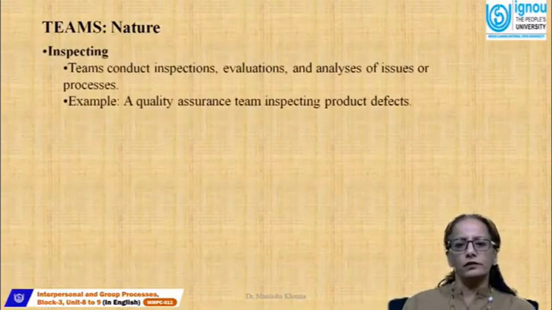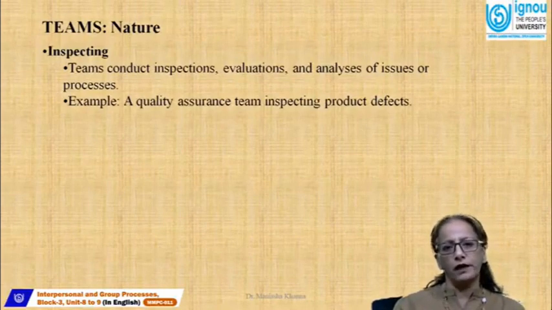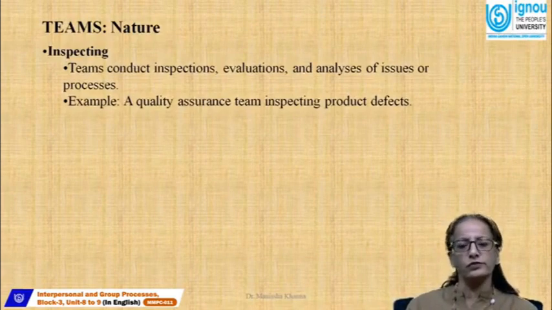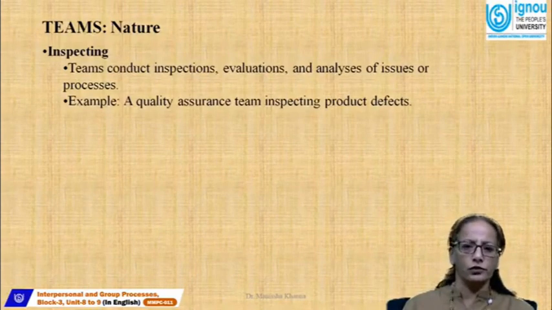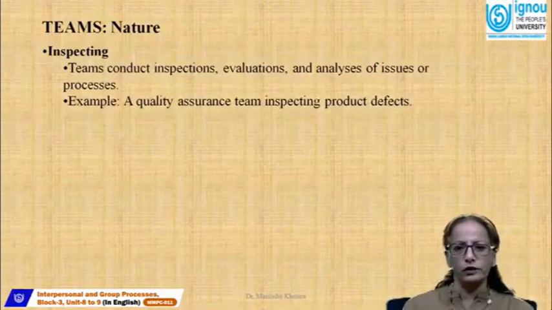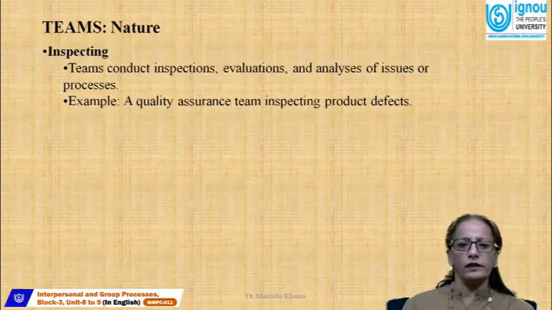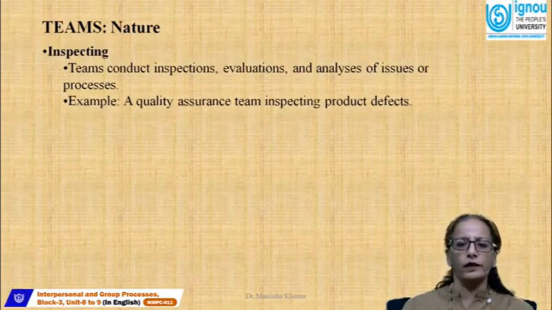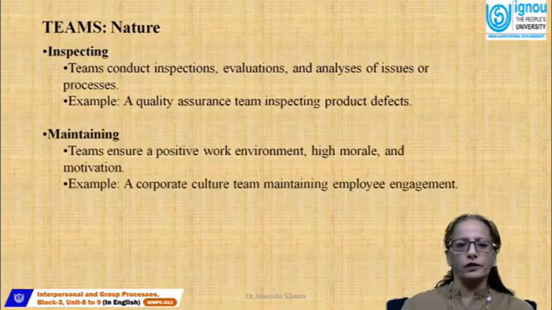The other feature is inspecting. Inspecting is when teams conduct inspections; they evaluate and analyze the issues of the processes. For example, the quality assurance control team inspects the product defects. So while they are working on the quality issues, they evaluate, analyze and report to the production team. Then there is maintaining.